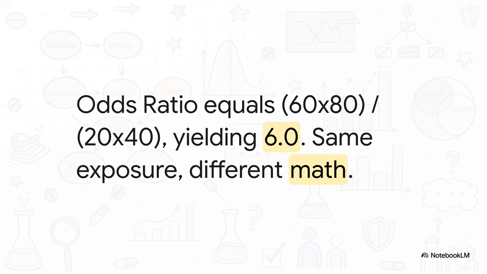But what if we looked backward, starting with the cancer patients instead? In that case, we've used the cross-multiplication of the odds ratio. Let's say we take 60 exposed cases times 80 unexposed controls and divide that by 20 unexposed cases times 40 exposed controls. That gives us an odds ratio of 6. Same exact exposure, but a different study design means we need a different mathematical tool.